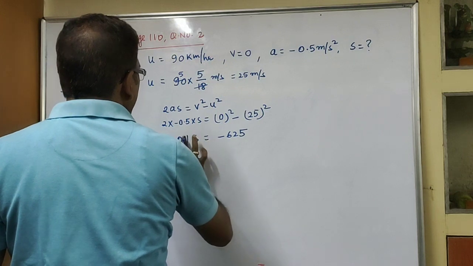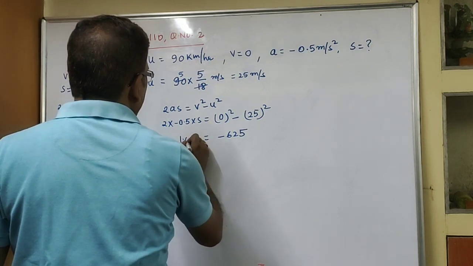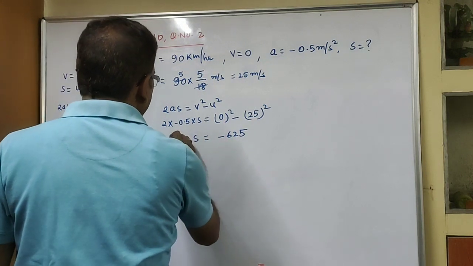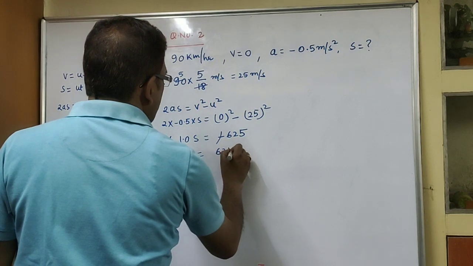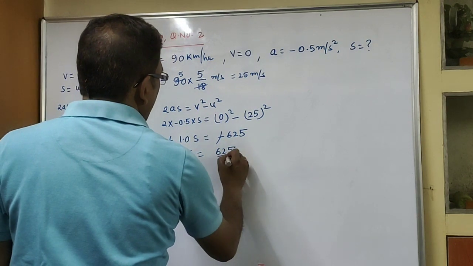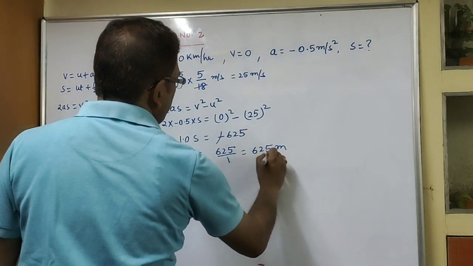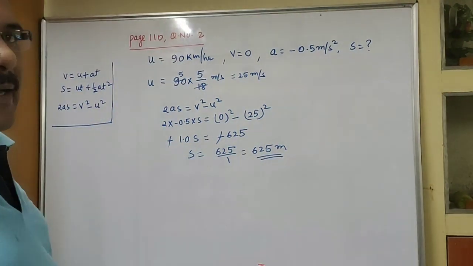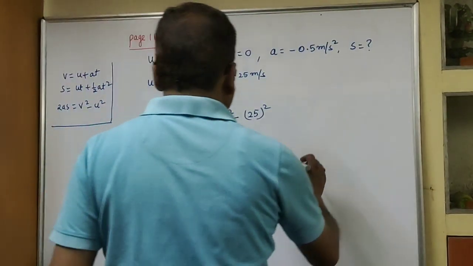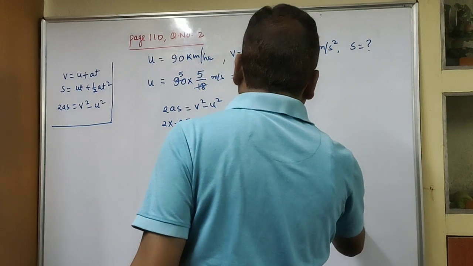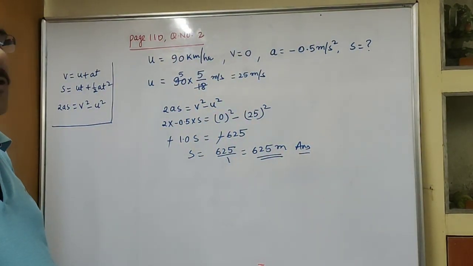So it will be 1.0 actually. So minus cancels from both the sides. So it will be 625 by 1. So it will be 625 meter. So the distance traveled by the train before coming to rest is 625 meters. I think it is clear to you.